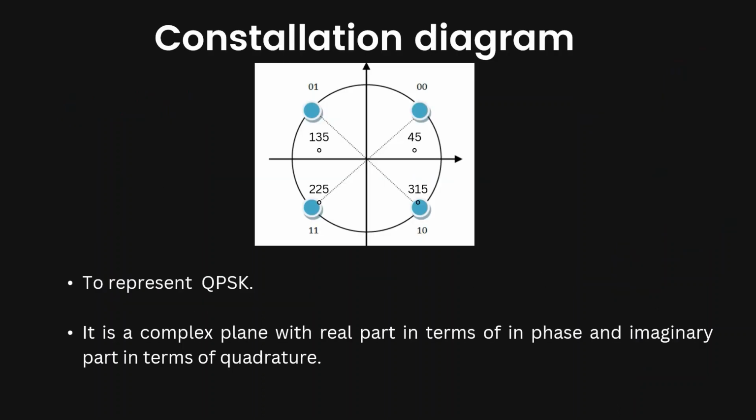Okay, so this is the constellation diagram of quad phase shift keying. This constellation diagram is to simplify and represent QPSK. It is a complex plane with a real part in terms of in phase and an imaginary part in terms of quadrature. From the diagram, you can see when the input is 0, 0, the modulated signal will be in a phase position of 45 degrees, and when the input digital signal is 1, 1, it will be in the phase position of 225 degrees.